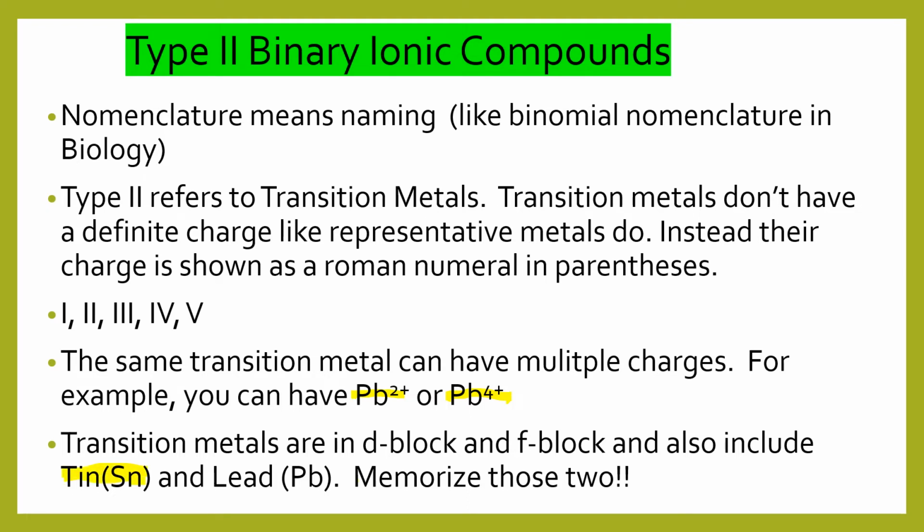Tin is a transition metal. It is not in the D block. It's over in the P block. Lead is also a transition metal, okay? It's in the P block too. So these are exceptions. Chemistry is full of exceptions. So you need to know your transition metals are in the D block and F block, and also tin and lead. So memorize those immediately. Tin and lead are included in the transition metals.